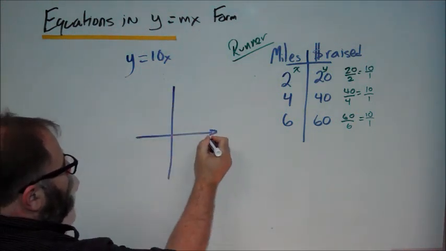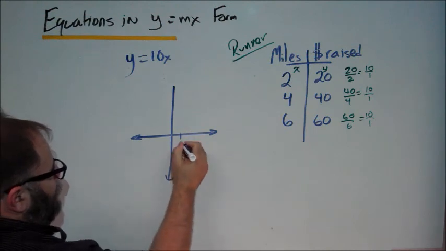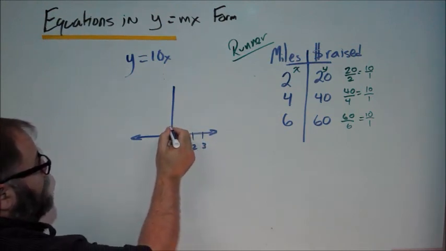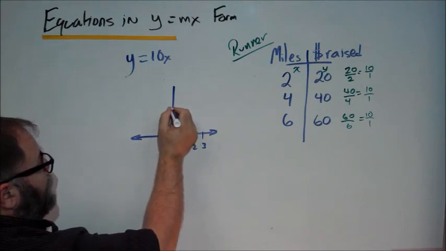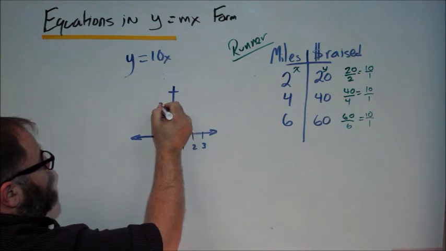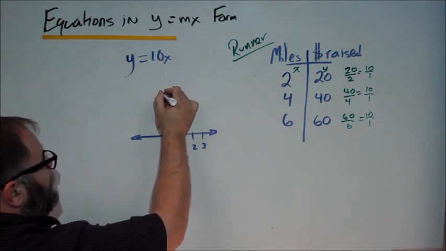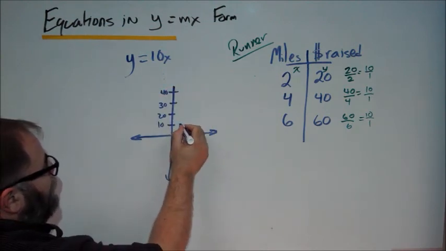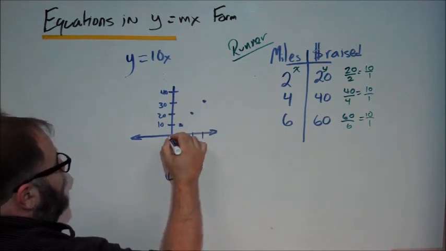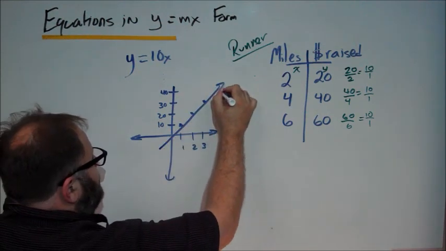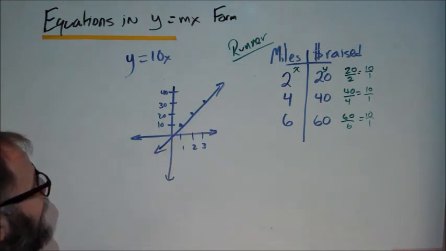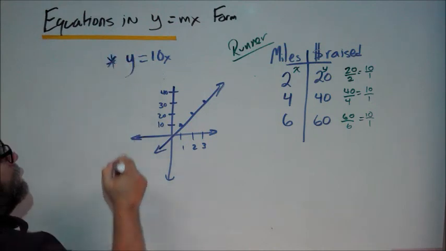Let me just do it in a formal graph here. And we'll go 1, 2, 3, 1, 2, 3. And let's go 10, 20, 30, 40. I'm breaking all the rules of symmetry here. So I've got 1, 10, 2, 20, 3, 30. And that line goes like that. We can also write it as an equation.